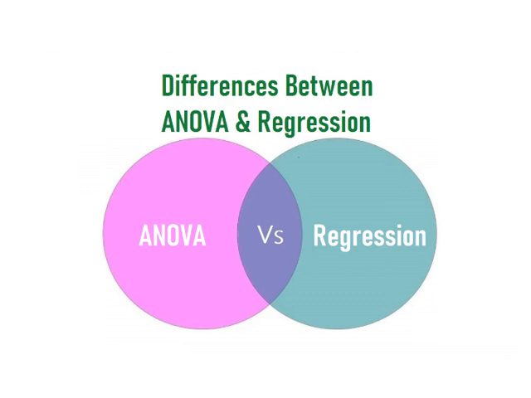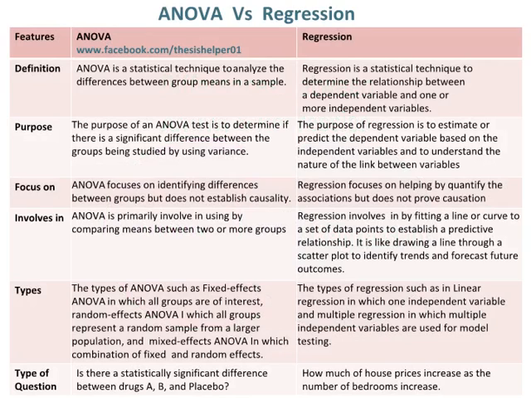Differences between ANOVA and regression. ANOVA versus regression. ANOVA is a statistical technique to analyze the differences between group means in a sample, whereas regression is a statistical technique to determine the relationship between a dependent variable and one or more independent variables.